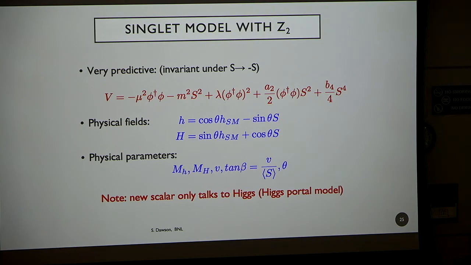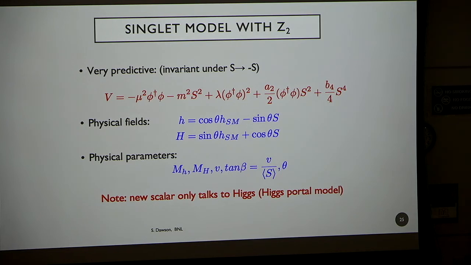Okay, so what are the physical parameters here? Well, we started out with 1, 2, 3, 4, 5 parameters there. So we've got 5 parameters, which we can take to be M_H equals 125, the heavier Higgs mass, the VEV of the SU2 doublet, tan beta, which is the ratio of the VEVs of the SU2 doublet to the singlet, and this mixing angle theta. So tan beta here is not the tan beta you might know and love from the 2HDM, but it's the ratio of VEVs.